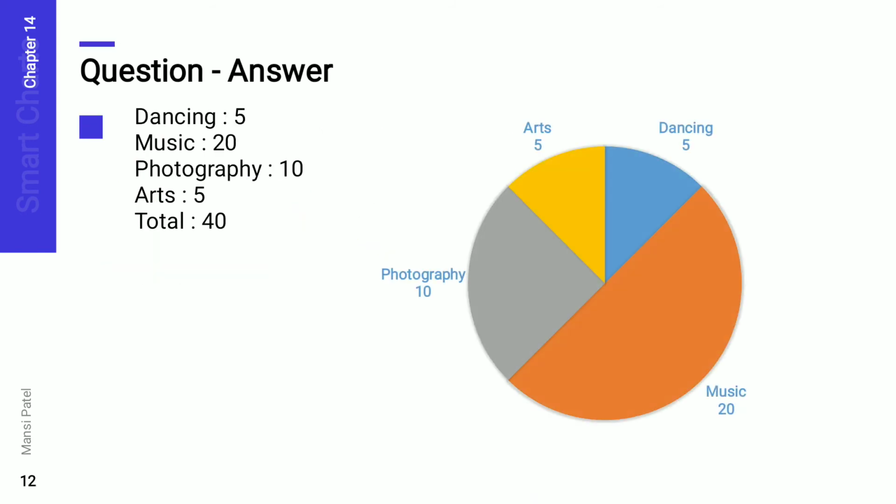So see here, yes, we already said that. These two portions are the same. So in this, dancing is coming and in one, art is coming. Now the portion which is big is music, and the remaining one is photography. Let us see the next question.